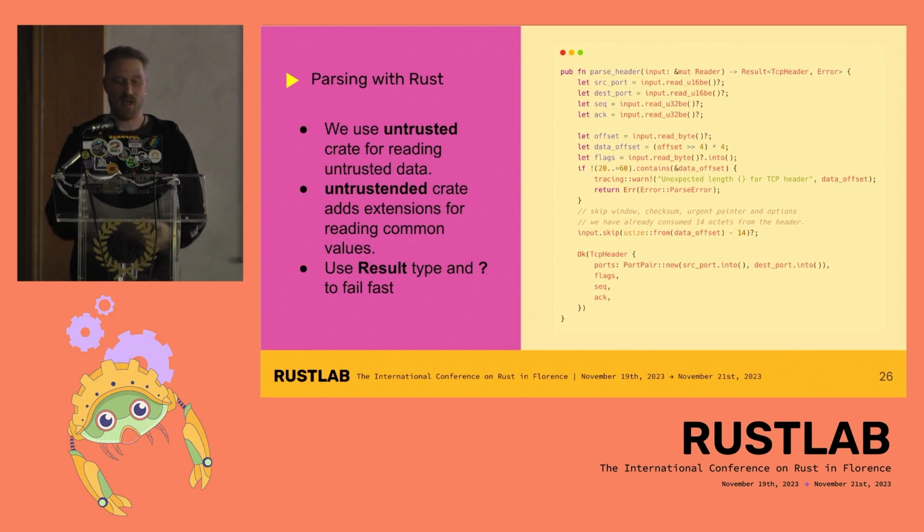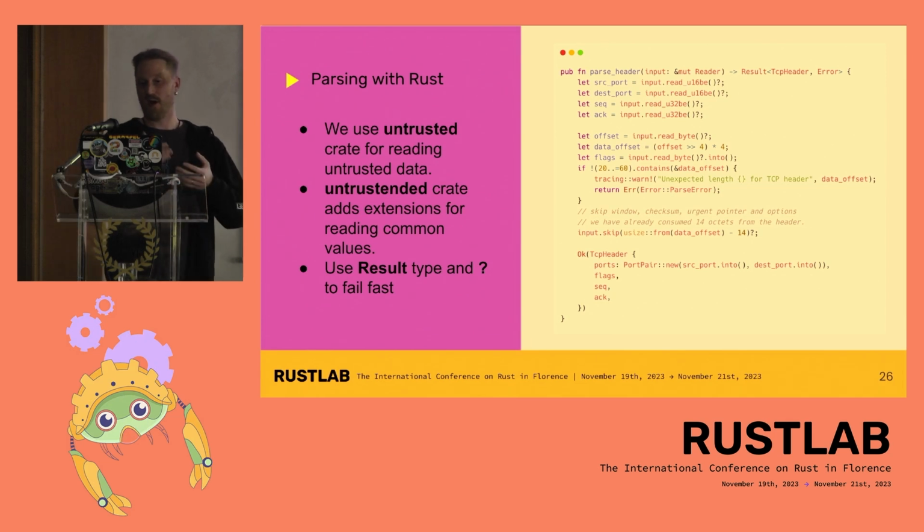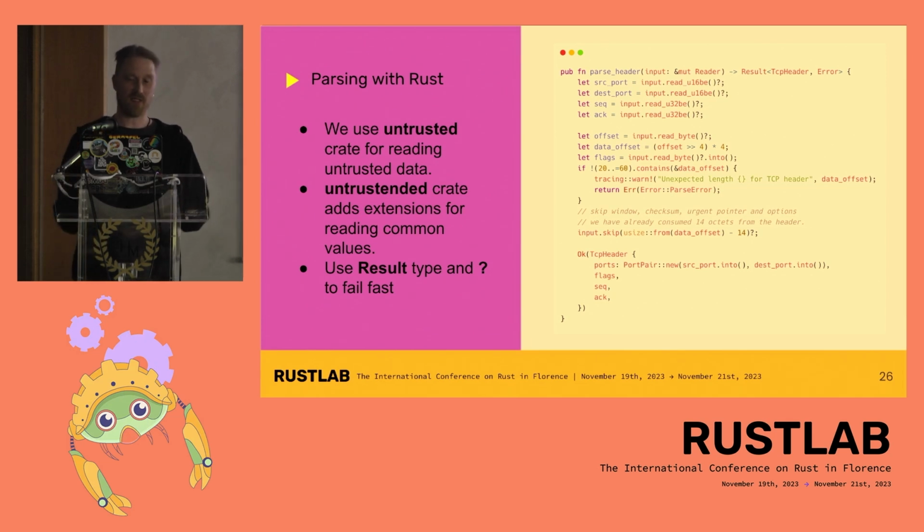And this is one of the things that I love in Rust, its result type. So whenever we try to read using this crate, we have a buffer, we try to read data, and it's outside of the allocated area, we will get an error indicating that something is wrong.